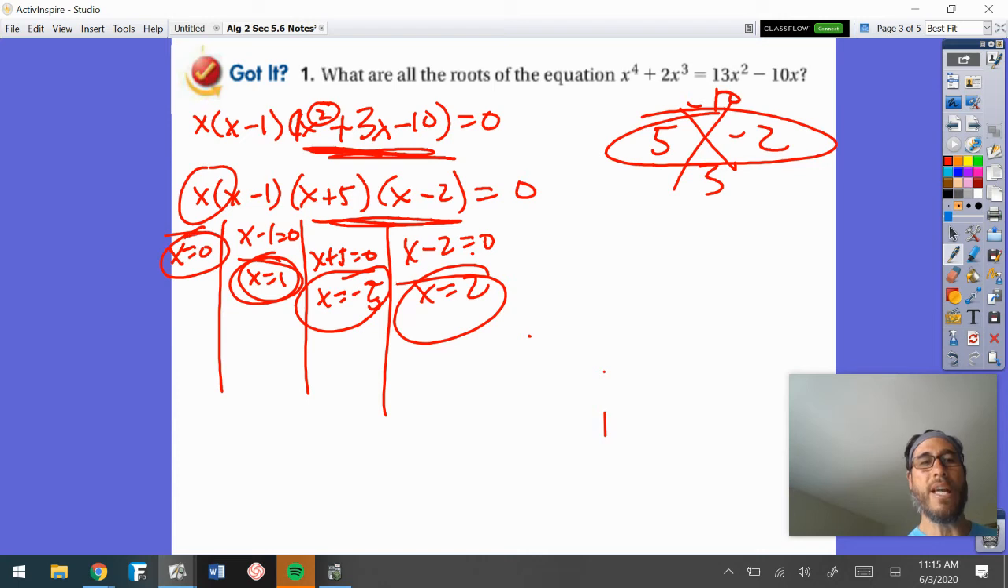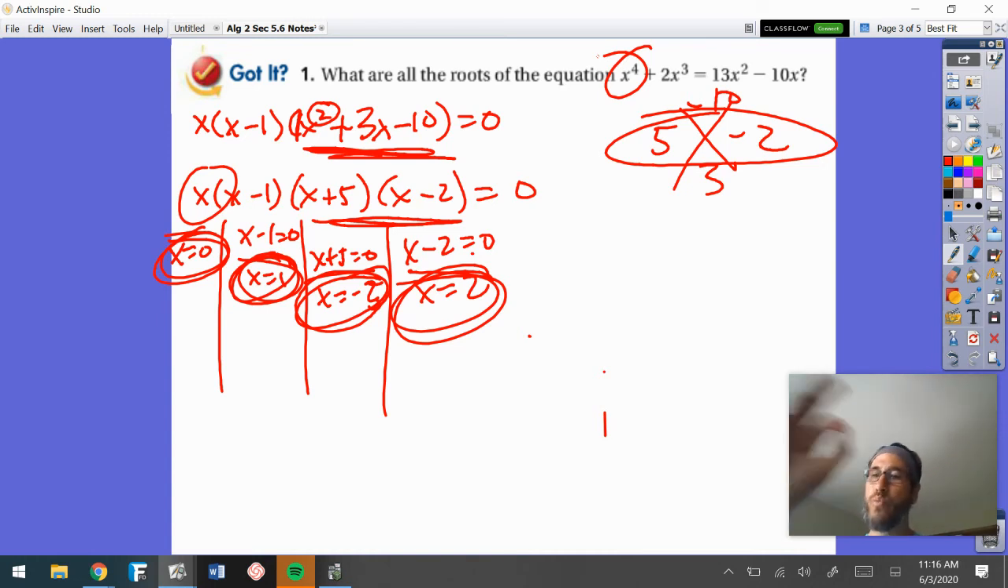So how many answers did I get? 1, 2, 3, and 4. How did I know I got 4? Because it's the highest degree of 4. And guess what? They are all rational roots in this problem, right? There's nothing imaginary, which is super, super cool.